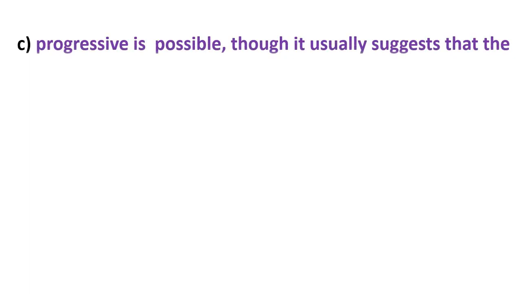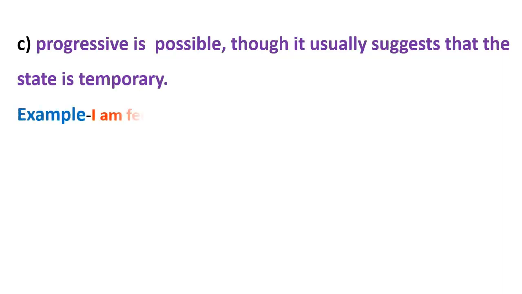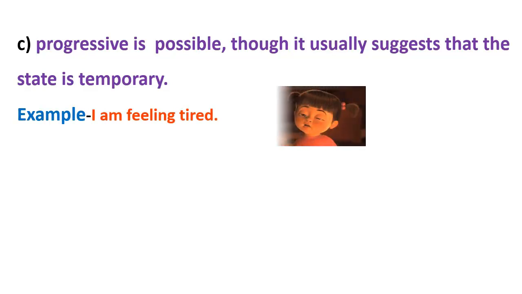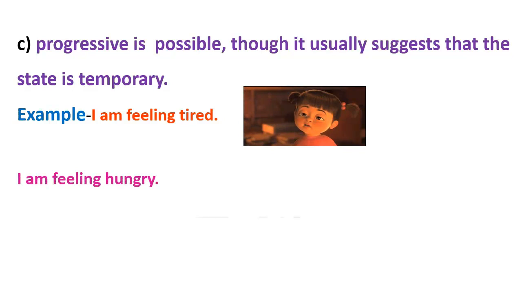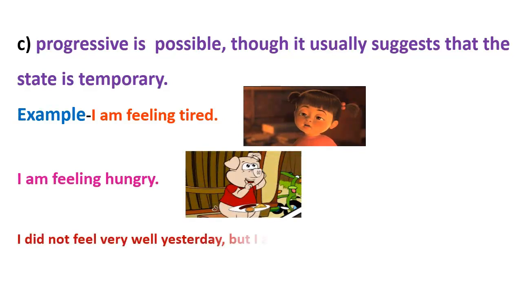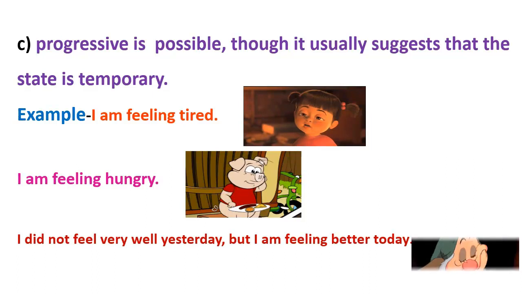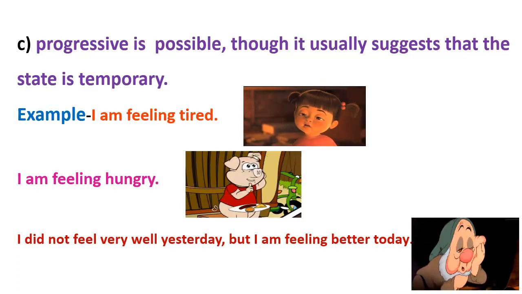Now C. Progressive is possible, though it usually suggests that the state is temporary. For example, I am feeling tired. In the first picture, look children. In the second picture, I am feeling hungry. In the third, I did not feel very well yesterday, but I am feeling better today. So children, these are the three cases A, B, C, where stative verb is used in progressive form. Simple progressive, present progressive.